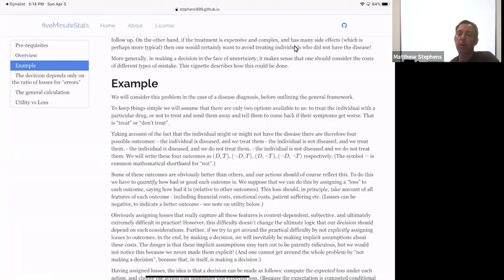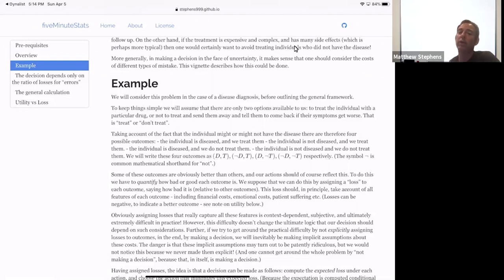In a way, we have four possible outcomes here, depending on which decision we make. The individual is diseased and we treat them, or diseased and we don't treat them, or they're normal, not diseased, and we treat them, or not diseased and we don't treat them. So those are the four possibilities.